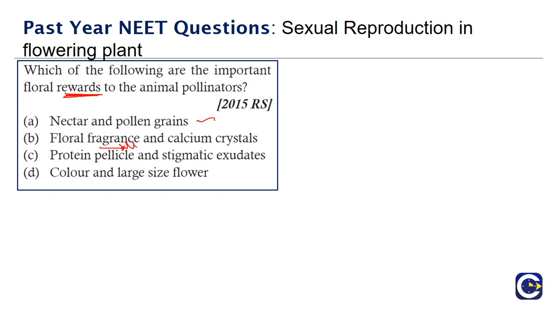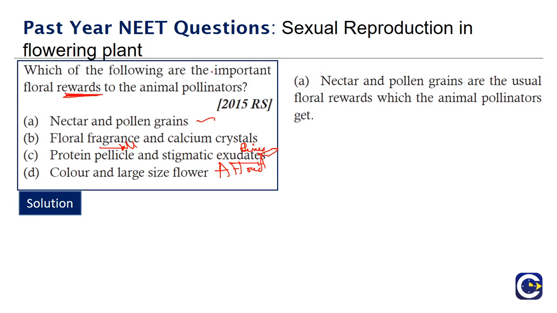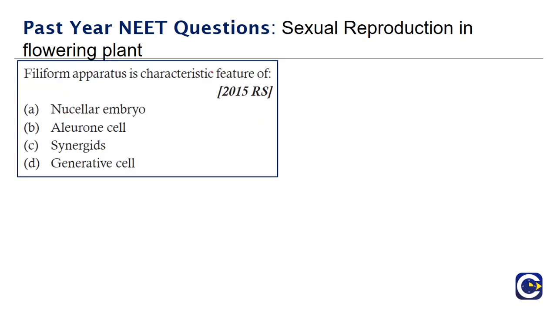Calcium crystals are also not any reward. Protein pellicle and stigmatic exudates are a result of the processes that occur inside the plant. They are not a part of the pollination. The exudates are used as resins, but these are not meant to be there, just that we humans have used it as resins. Color and large size of flowers are also attractants, they are not rewards. They just try to attract, but the reward is only nectar and pollen grains. So nectar and pollen grains are the usual floral rewards which animal pollinators get. So moving on to the next question.